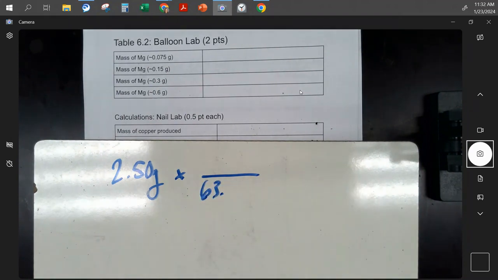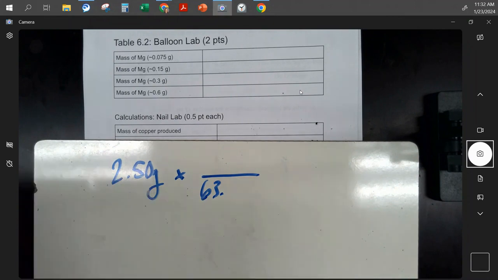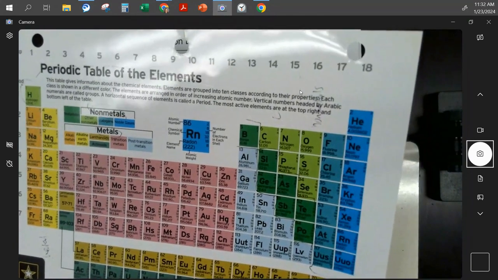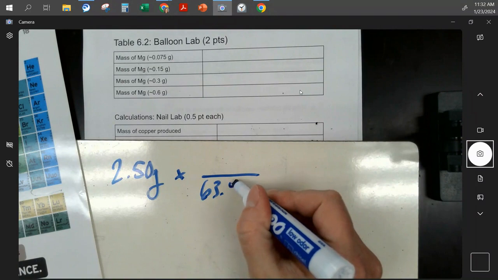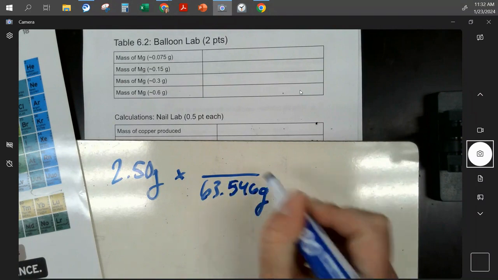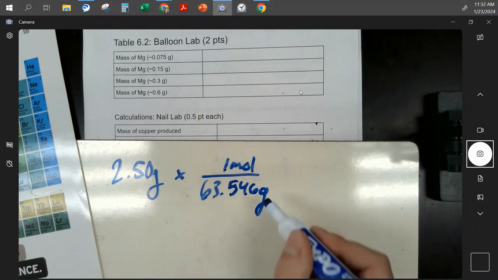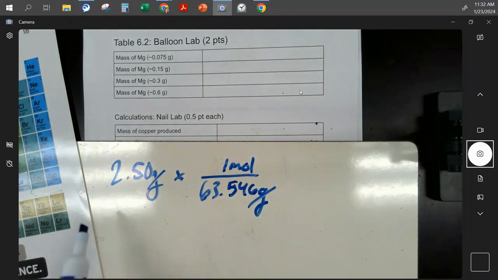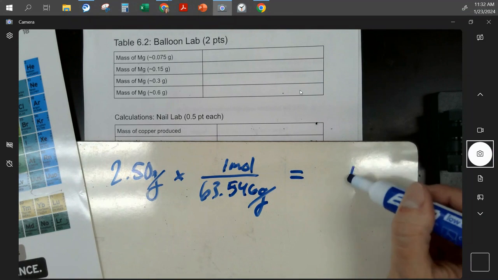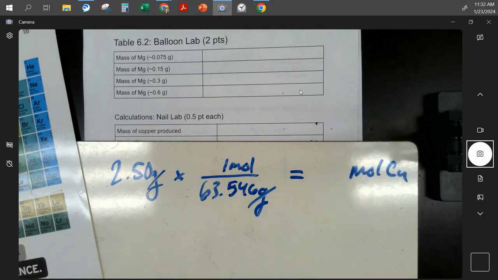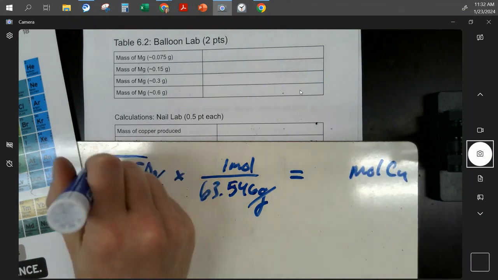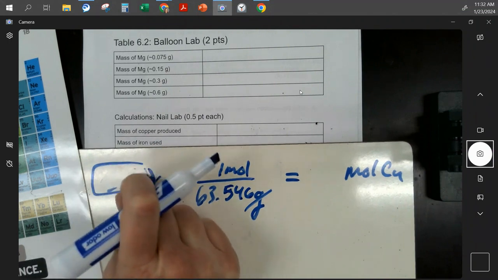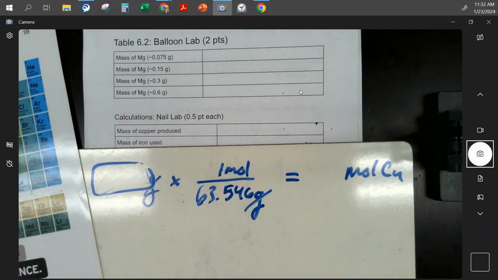I'm just looking on my periodic table. 63.546. And this is always grams per mole. So grams cancels. Basically we're just taking the mass, dividing by the molar mass to get your moles of copper. You shouldn't use this number. You should use your number, however much copper you found.